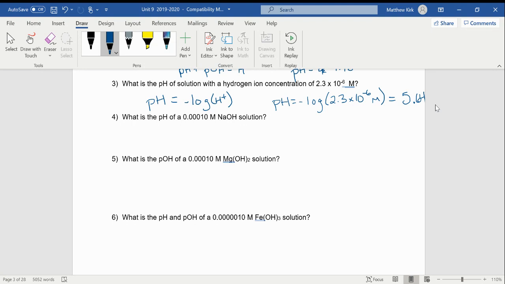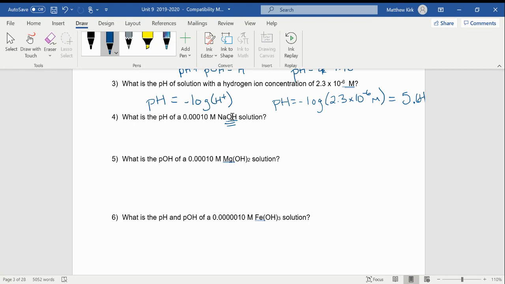All right, number 4. Let's keep doing a couple more of these. Number 4 asks, what is the pH of a 0.00010 molar sodium hydroxide solution? So we know pH is negative log of H+. For number 4, we might be really tempted to just say pH equals negative log of that concentration. But there's a catch here. This is sodium hydroxide, so that concentration is actually my concentration of OH minus. So this is a 2-step problem.